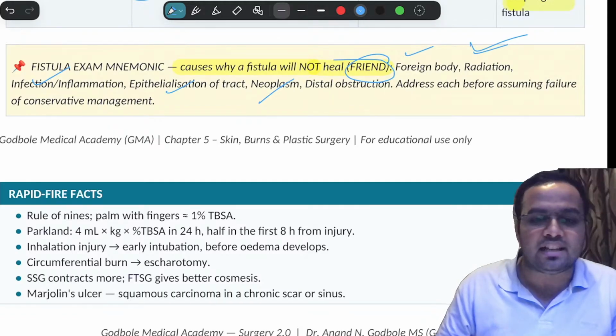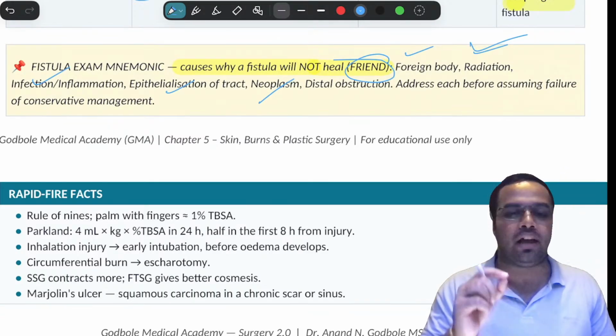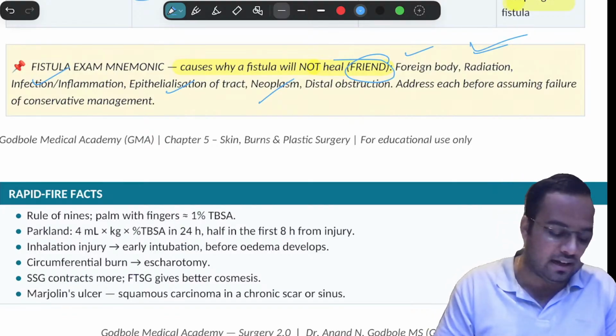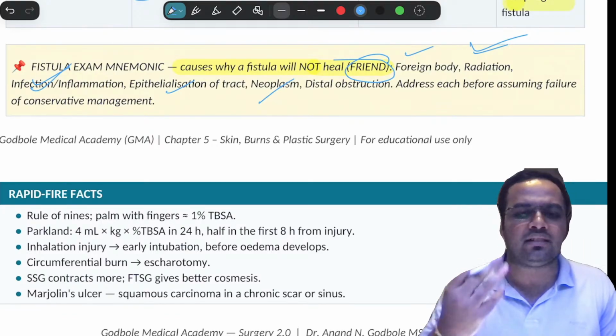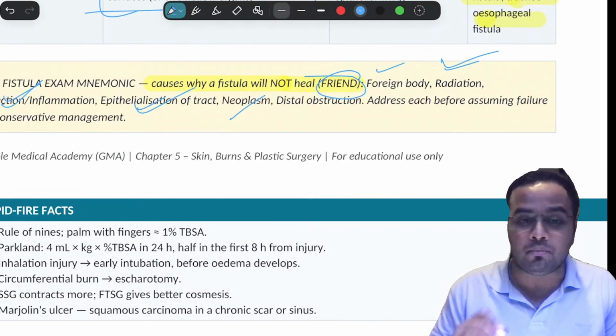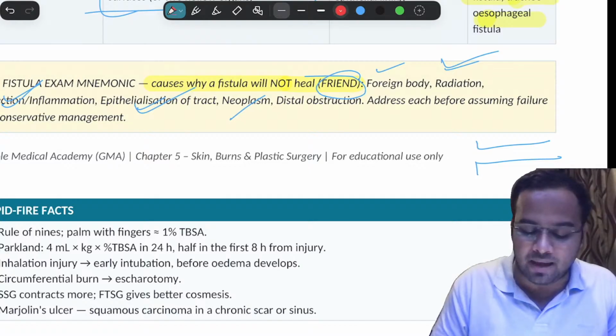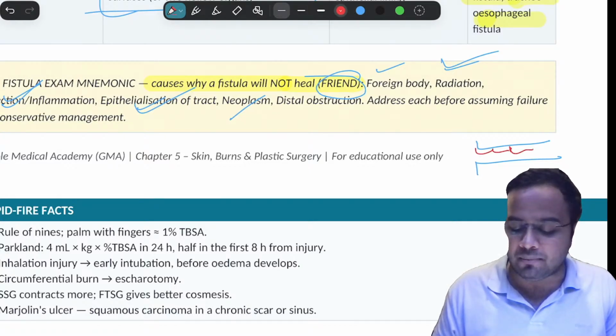Because of radiation, fistula healing is hampered, and granulation tissue cannot heal, and that is the reason it is not going to heal. Any infection which is present, the bacteria is not going to let it heal. Whenever there is epithelialization of the tract, normally I said that it is lined by granulation tissue, but when granulation tissue is replaced by epithelium, this becomes a permanent fistula.